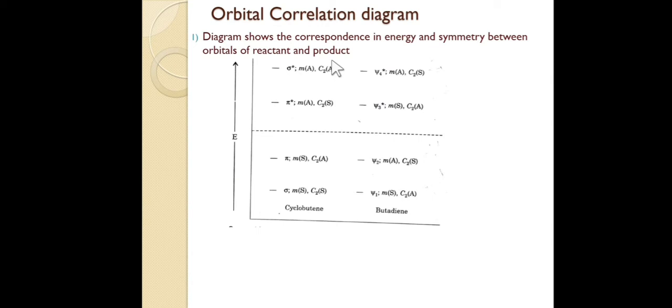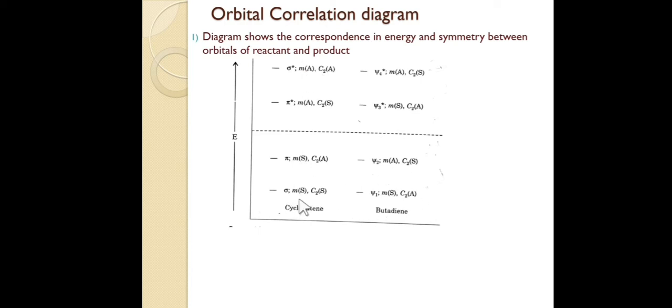So friends, to construct the correlation diagram, we need two separate columns for the reactant orbitals and product orbitals. The reactant orbitals and product orbitals are listed in order of their relative energies, and then each orbital is classified according to its symmetry. As you know, each molecular orbital has two types of symmetry: M symmetry and C2 symmetry, that is, mirror plane and center symmetry. Now, for reference, I am showing all the symmetries for each and every orbital.